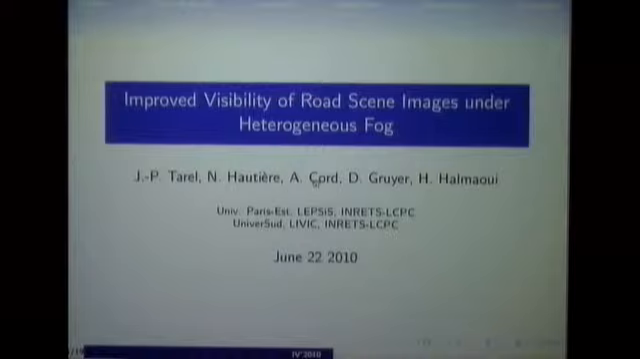I'm going to talk about an algorithm to improve visibility in foggy images, because with other colleagues, especially Nicolas Hautière and Aurélien Cord, we think that to improve the visibility in foggy images is important for intelligent vehicles.